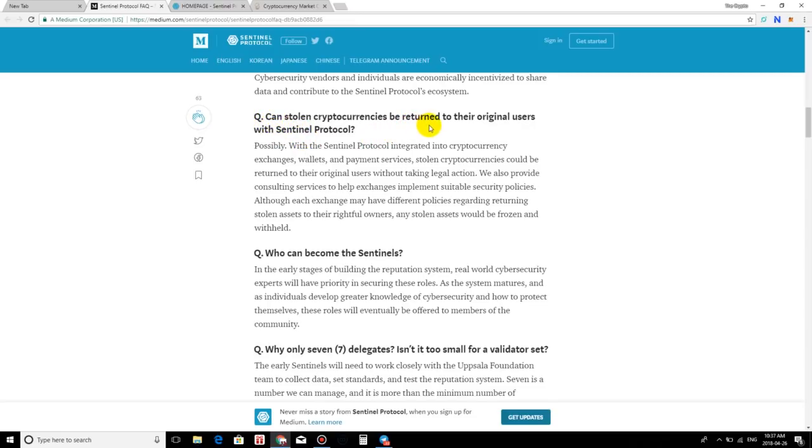Can stolen cryptocurrencies be returned to their original users with Sentinel Protocol? Possibly. With the Sentinel Protocol integrated into cryptocurrency exchanges, wallets, and payment services, stolen cryptocurrencies could be returned to their original users without taking legal action. We also provide consulting services to help exchanges implement suitable security policies. Although each exchange may have different policies regarding returning stolen assets to their rightful owners, any stolen assets would be frozen and withheld. So even if these hackers take it, and we know where it's at, they can't do much with it. They can't do anything with it, right?